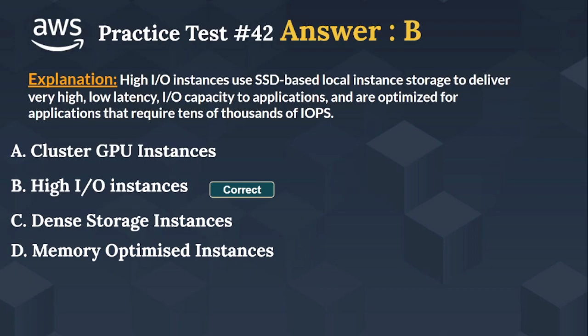So the right answer is option B, High I/O instances. High I/O instances use SSD-based local instance storage to deliver very high, low latency I/O capacity to applications and are optimized for applications that require tens of thousands of IOPs.